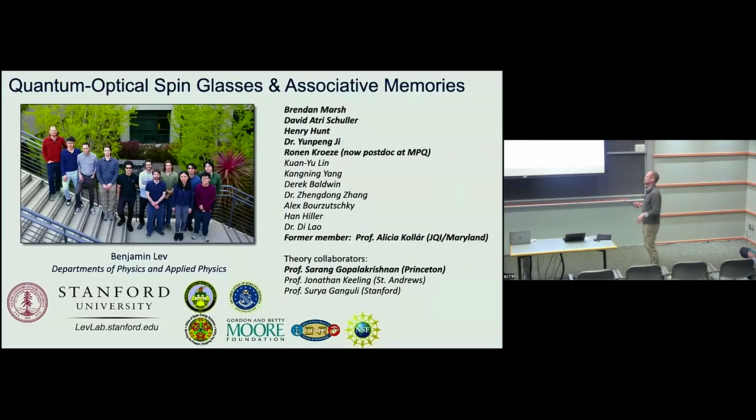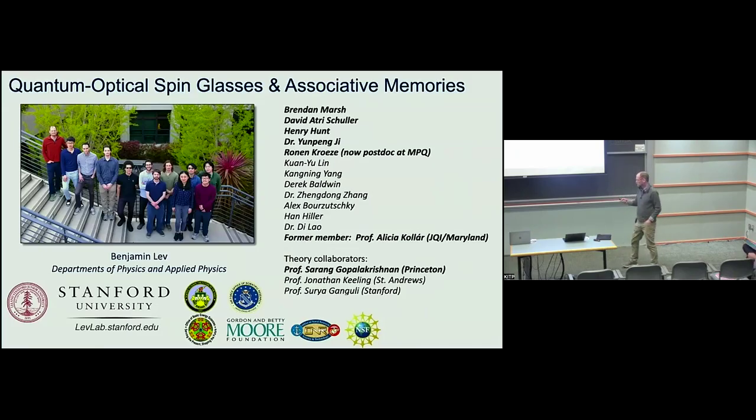His advisor was a real theorist, Paul Gobart. I'm an experimentalist. But yeah, he started as a grad student on this work, and now he's a professor at Princeton. So these are the students who have worked on this, and a postdoc, Ronan Croze, worked on this. He's now a postdoc at MPQ. Brendan Marsh is leading the Associative Memory Project. He's about to graduate and do a postdoc at Gilla.